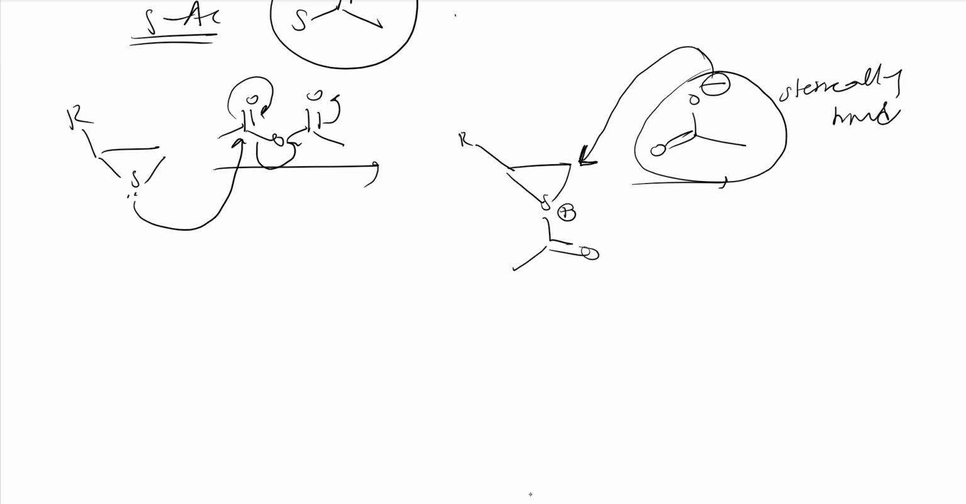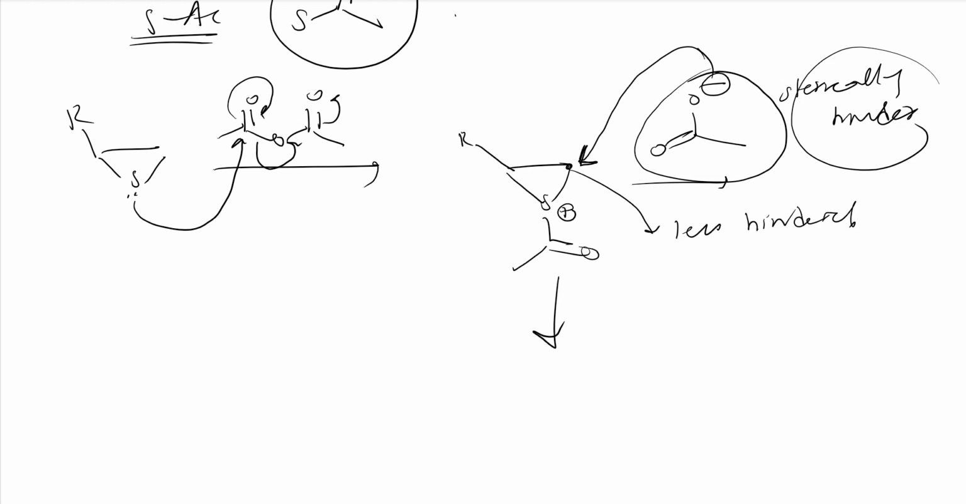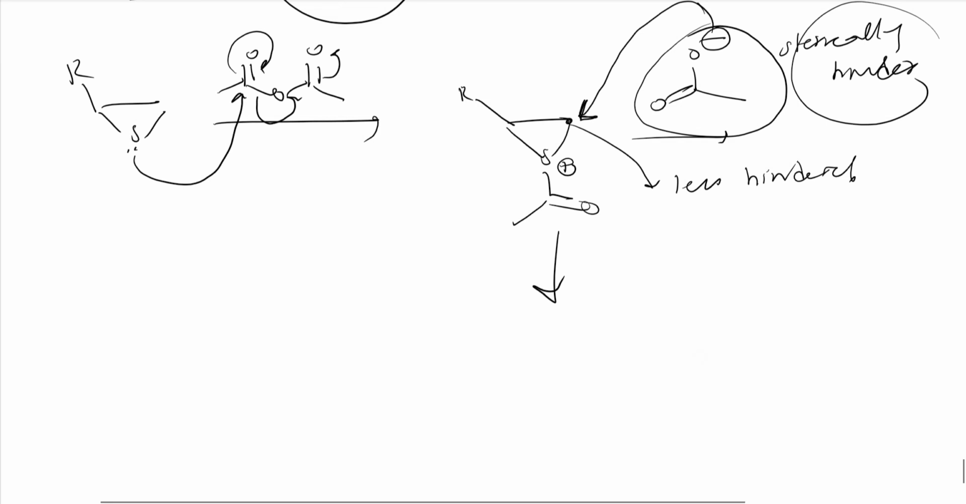It is sterically hindered, so here it is less hindered. So it will attack that carbon only most of the time, right? If we use polar solvent also. These things are the little exception.